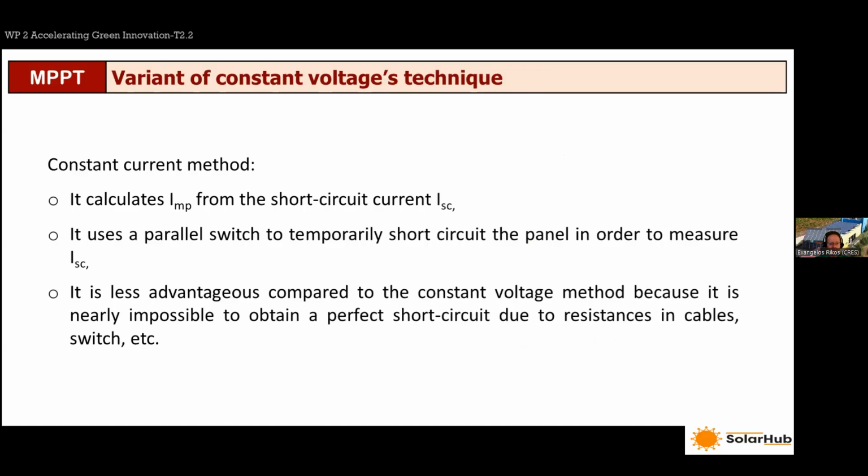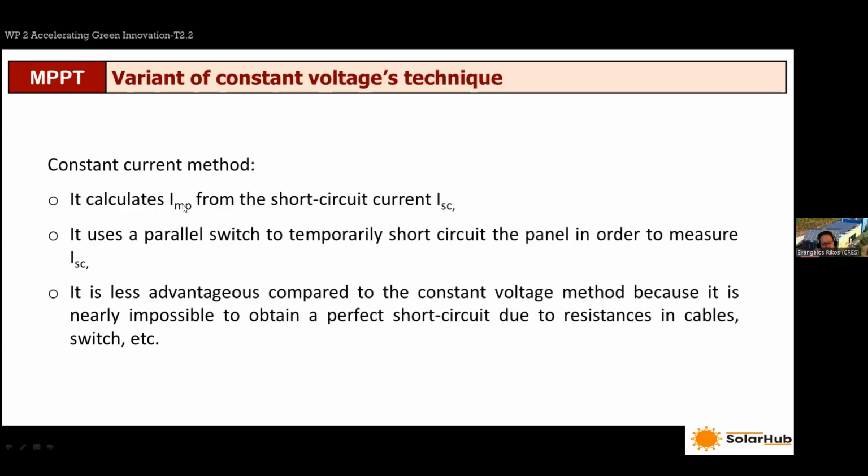And this is another variant of this method, the constant current method, in which you reverse the problem. Instead of calculating the open circuit voltage, you measure the open circuit voltage. You calculate the maximum point current based on the short circuit current. In order to do that, you have to place a switch in parallel with the PV and force an instantaneous short circuit in order to measure this current. And you use this value in order to calculate the current that corresponds to the maximum power.